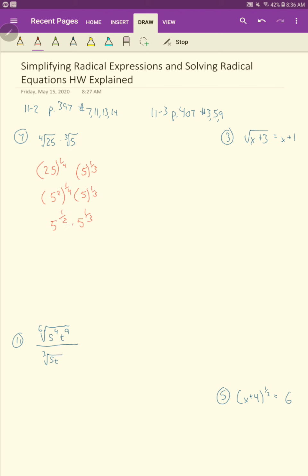Okay, and now we have a common base. They both have the same base of 5. Here we had a power to a power, so we multiplied to get that new power. But when we multiply the same bases, we add these exponents. So notice the difference: an exponent raised to another exponent, you multiply those two exponents. When you are multiplying the same base, you add the exponents.